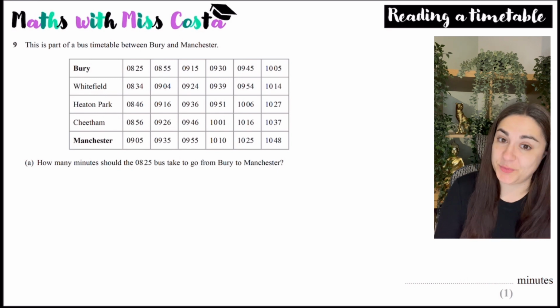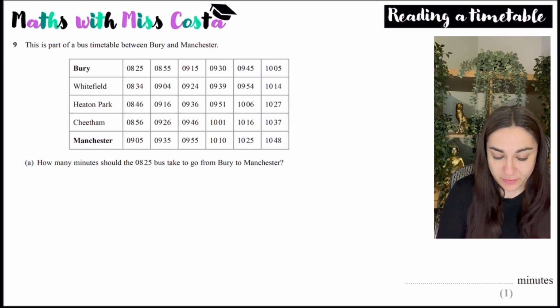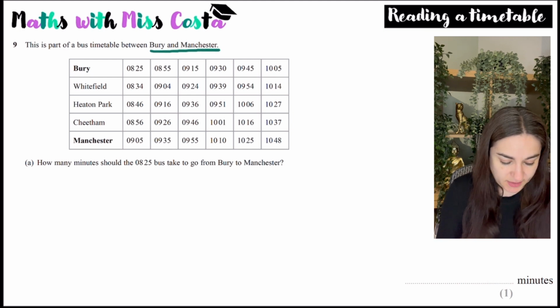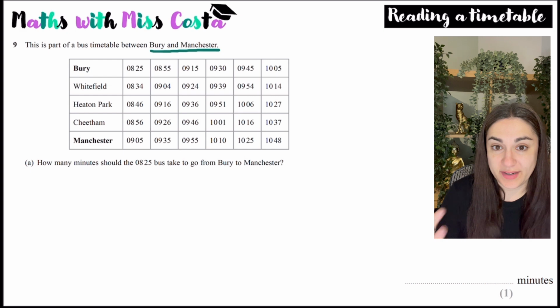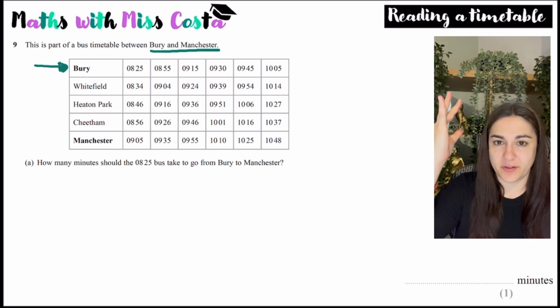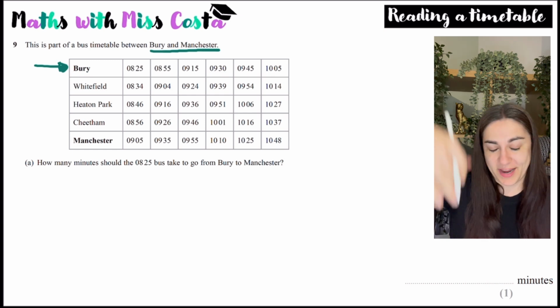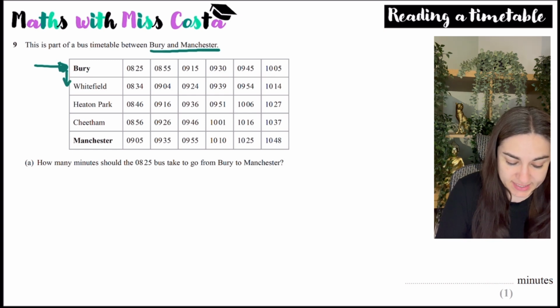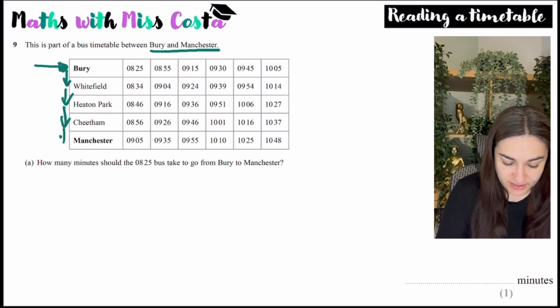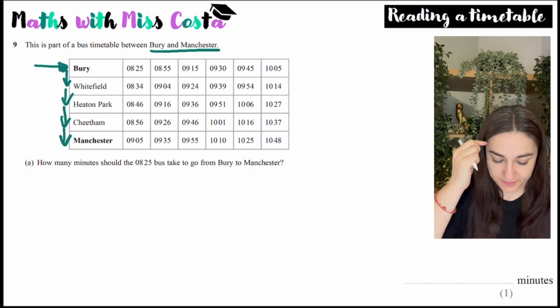Okay, so this question we've been given a timetable, and we're told that it's part of a bus timetable between Bury and Manchester. So that means the way you read a timetable is your first destination is the one that appears first, and then the bus travels down, or I mean up the country, but chronologically time goes down. So it starts at Bury, it takes 11 minutes to get to Whitefield. It then goes to Heaton Park, then to Cheetham, then to Manchester. So we're always going to be reading them down, and the time is going to be increasing.